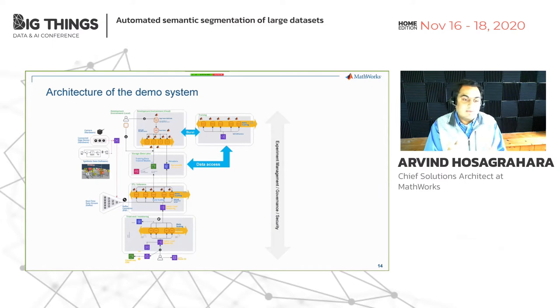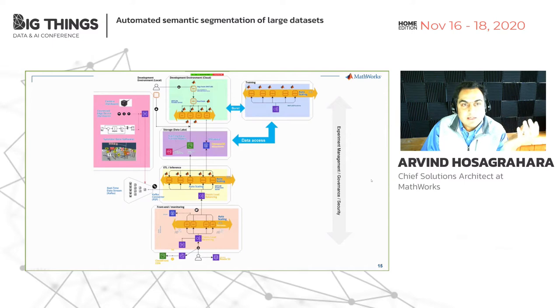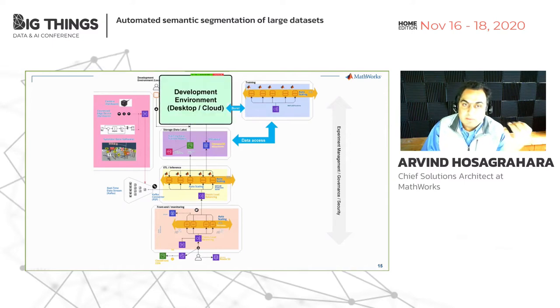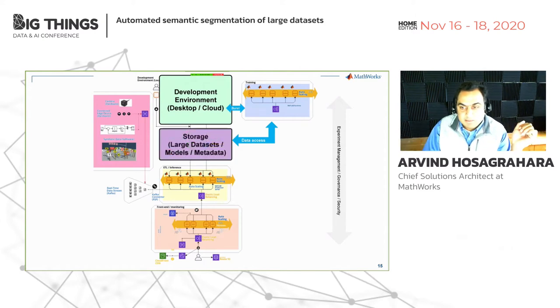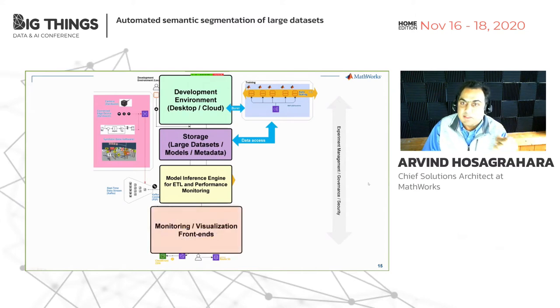Now, this picture is a system that we stood up on AWS for doing this kind of work. It's very busy. I'm going to try simplifying it a little bit. At the high level, you've got several building blocks. For starters, a development environment, both desktop-based and cloud-based, that connects up to cloud-based storage, allowing you to ingest lots and lots of data. An ETL pipeline, extract, transform, and load, where you're enriching data as it comes in, being able to run these inference engines and connect it up to other systems, and monitoring for you to be able to see how your models are doing, assess accuracy, assess performance.